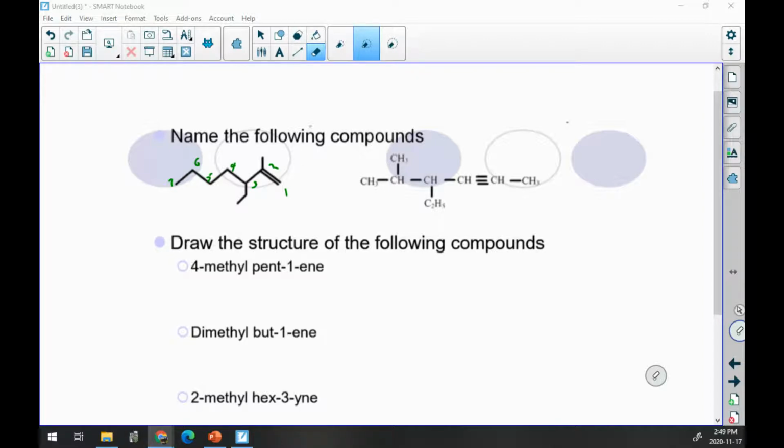All right, so this one here is 7 long. Prefix is hept. Suffix is ene because of the double bond. And this is off the first carbon. So we have hept-1-ene as the parent chain. We have 3-ethyl, indicate that branch, and 2-methyl.